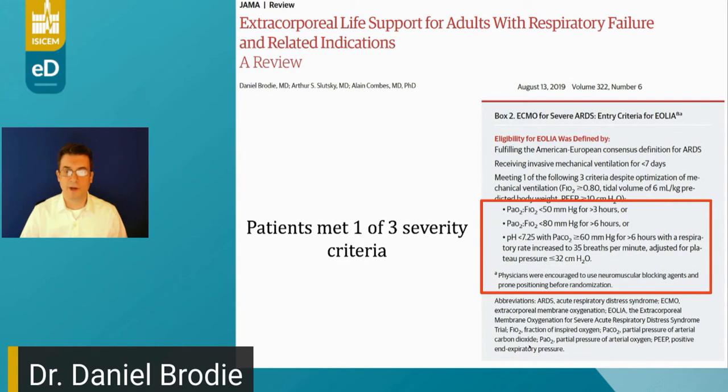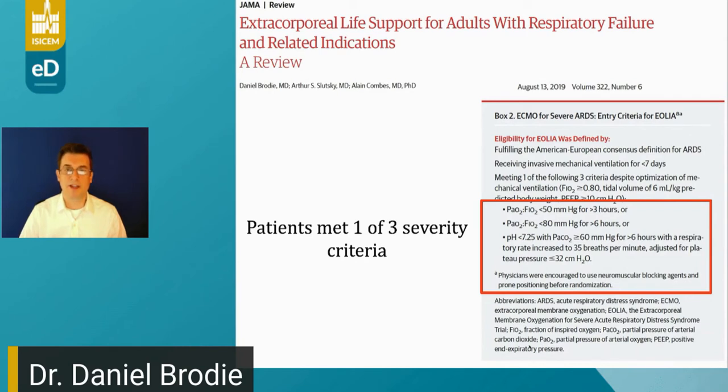And the three entry criteria are PDAF ratio less than 50 for at least 3 hours, less than 80 for at least 6 hours, or the third criteria, which perhaps is the most important in post-hoc analysis. There's a suggestion that it is, where the lungs are very stiff and it is very difficult to ventilate them without potentially doing more damage.